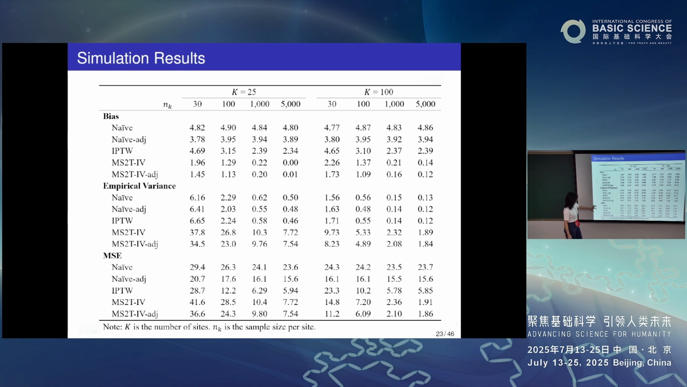And if you compare MSE as the sample size increases, we enjoy smaller and smaller MSE. But for the other methods, because they have very large bias and the bias stays no matter how you increase n_K and K, those values do not diminish as K or n_K increase. So this is what we observe. Basically, our method will work well, addressing both the bias and the variance efficiency issue, if you have a large number of sites and also a large number of samples in each site.